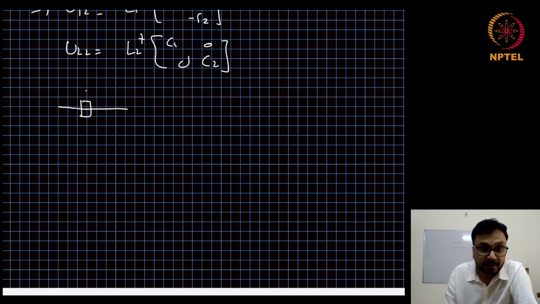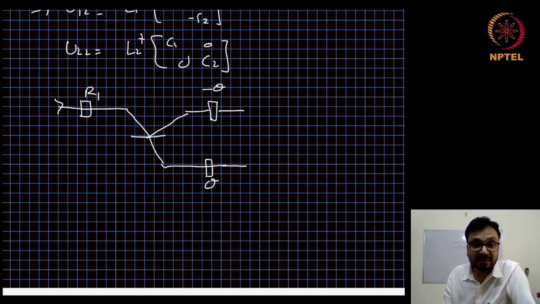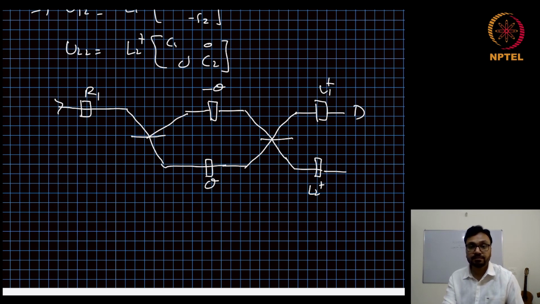There's R1, and this is path A, so if the photon enters in path A, then there's a beam splitter, there's a phase theta minus theta here and plus theta. So I'm just writing theta, but it contains theta 1 and theta 2 corresponding to H and V, and this can be implemented with wave plates. There's another beam splitter, and then we have L1 dagger, L2 dagger, and outcome.